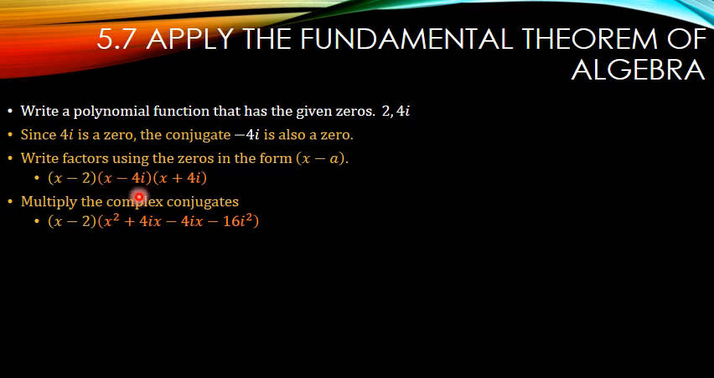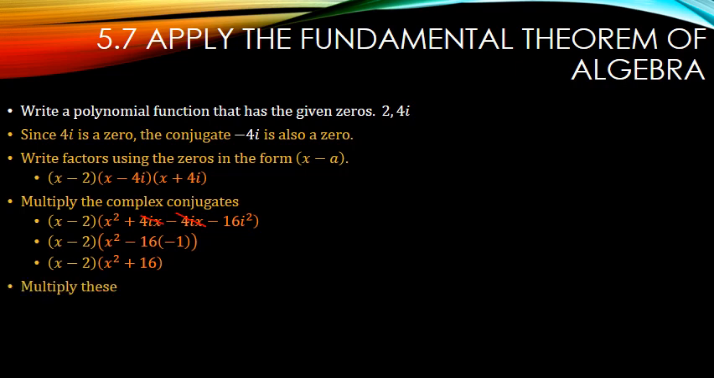So if we do the first, x times x is x squared. Outers are 4i times x. Inners are negative 4i times x. And the last are negative 4i times 4i, which is negative 16i squared. But remember, i squared is negative 1. And also 4ix minus 4ix cancel out. And negative 16 times negative 1 is just positive 16.